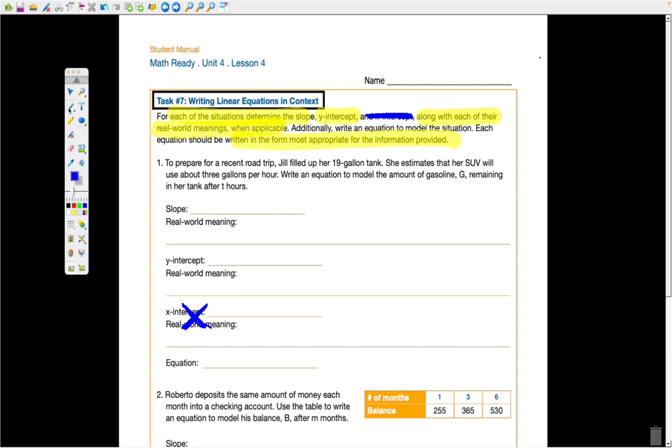And we can jump to the equation first, or we can take the parts and identify them first. It doesn't matter to me. But what it says is we're trying to model the amount of gasoline, G. So that means I know my equation is going to have a G equals. So start with the slope. Remember, my slope is my rate. So what my rate is, I heard it 3, but since it's going downward, we're going to say that it's -3.